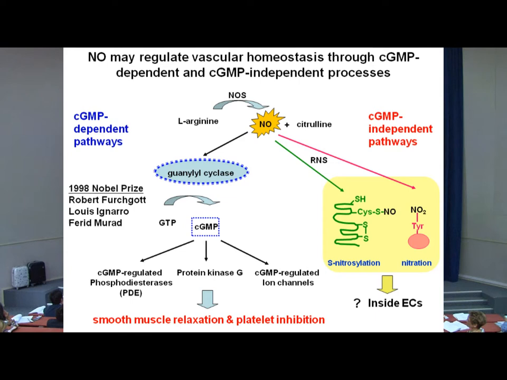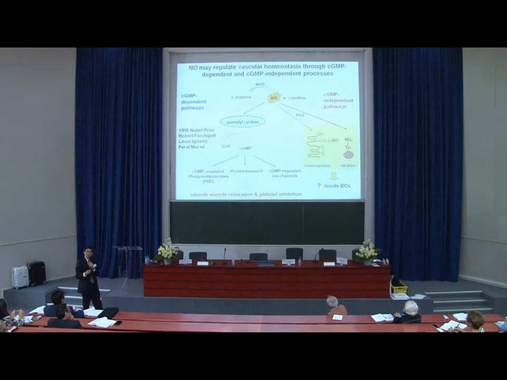So this is well-defined, and for showing such a process, these three great scientists were awarded the Nobel Prize back in 1998. On the other hand, the less well-characterized signaling pathway mediated by nitric oxide is on the right-hand side, which is the cyclic GMP-independent pathway. Over the last 10 years or so, we were particularly interested in one type of protein post-translational modification by nitric oxide, which is cysteine S-nitrosylation. In particular, we want to ask whether proteins inside endothelial cells are also targeted by nitric oxide to form this type of S-nitrosylation.